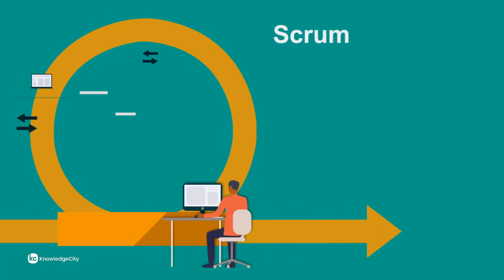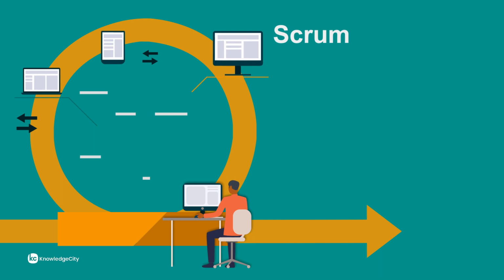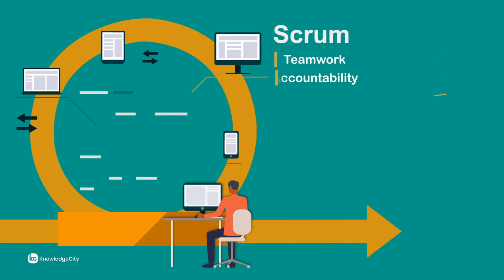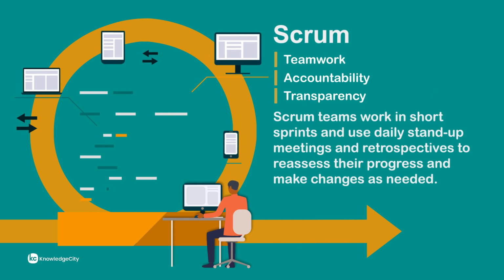Scrum is a framework for agile software development that emphasizes teamwork, accountability, and transparency. Scrum teams work in short sprints and use daily stand-up meetings and retrospectives to reassess their progress and make changes as needed. Scrum is a highly structured and effective approach to agile software development.